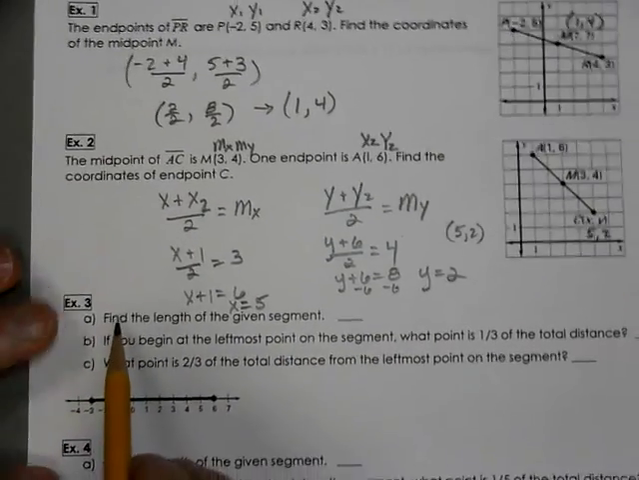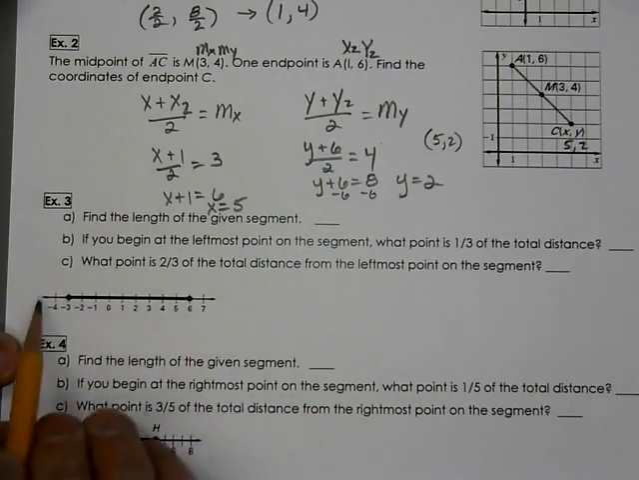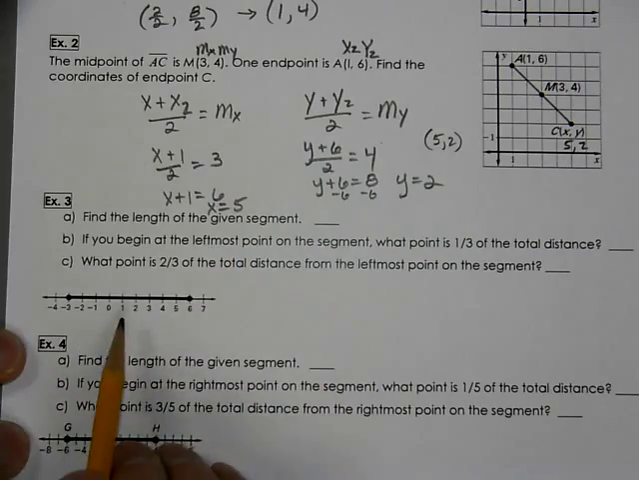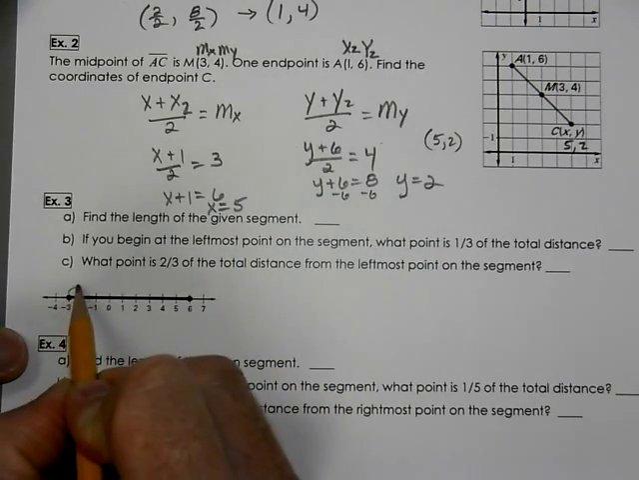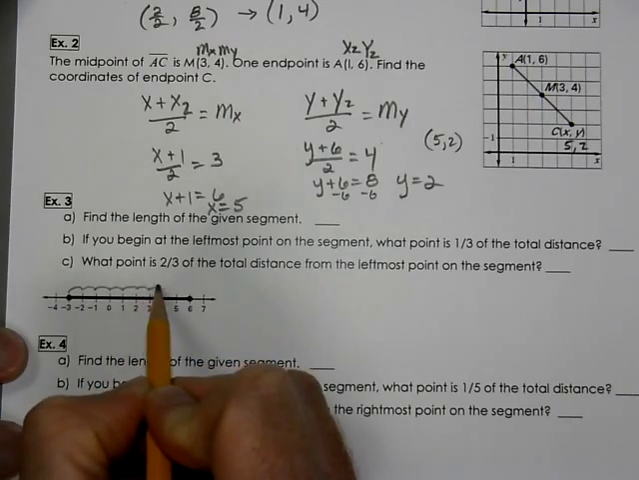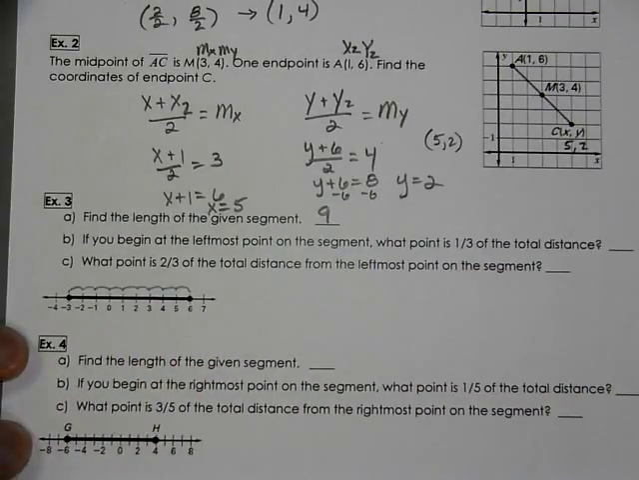Alright, now we're going to look at example 3. Here's our problem. We're going to find the length of this given segment. So this is 1 step, 2, 3, 4, 5, 6, 7, 8, 9. That's one way to have done it.